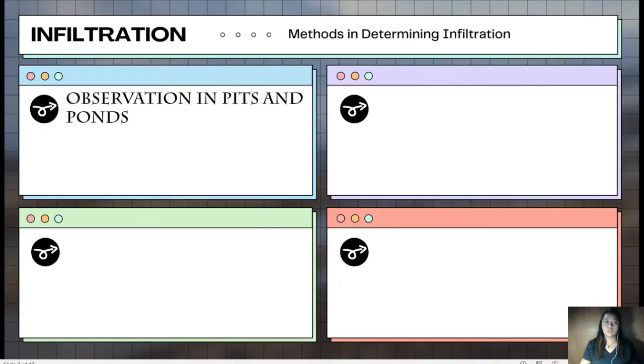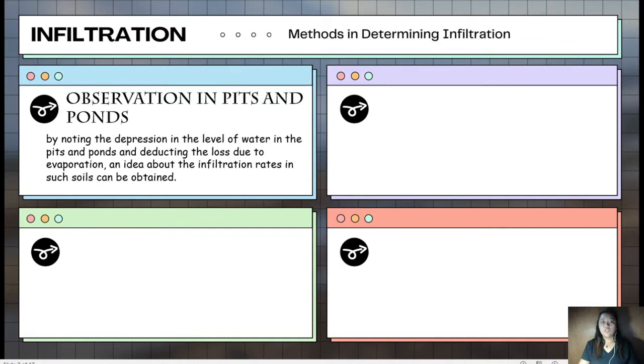Next is observation in pits and ponds. By noting the depression in the level of water in the pits and ponds and deducting the loss due to evaporation, an idea about the infiltration rates in such soils can be obtained.